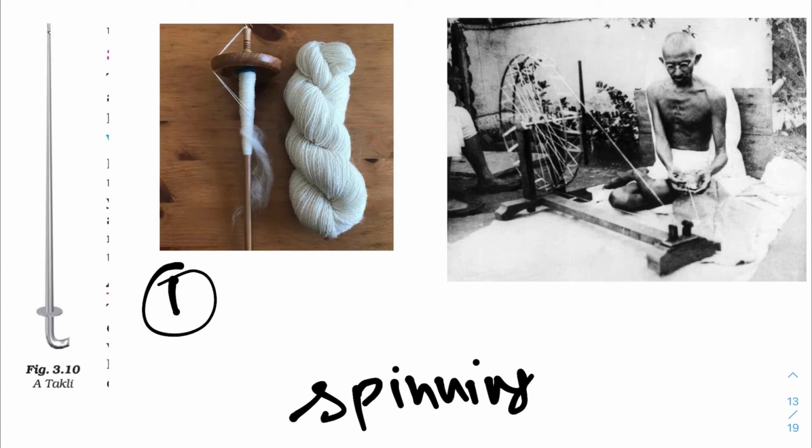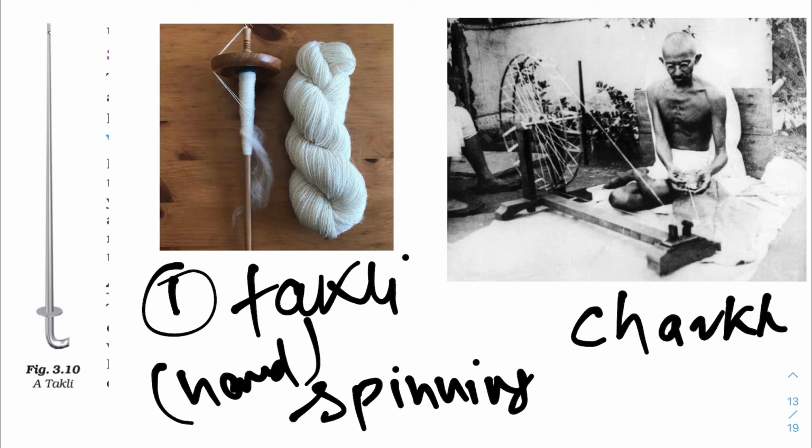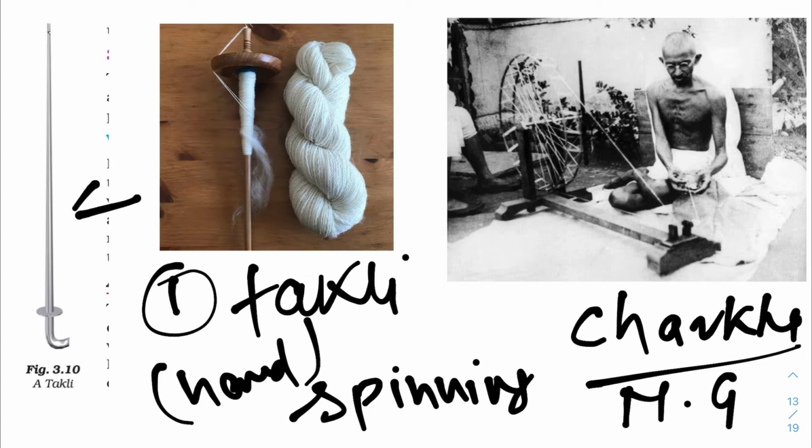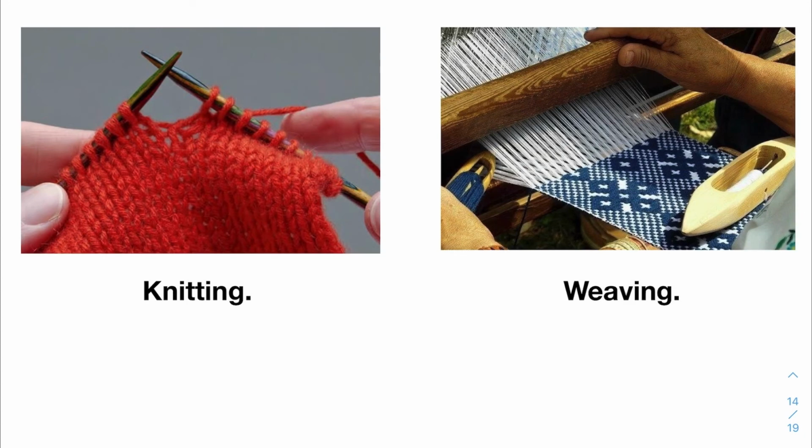A simple device used for spinning is the hand spindle, also called takli, which looks like this. Another hand-operated device used for spinning is the charkha. The use of charkha was popularized by Mahatma Gandhi as a part of the independence movement. He encouraged people to wear clothes made of homespun yarn. But on a large scale, spinning is done with the help of machines.